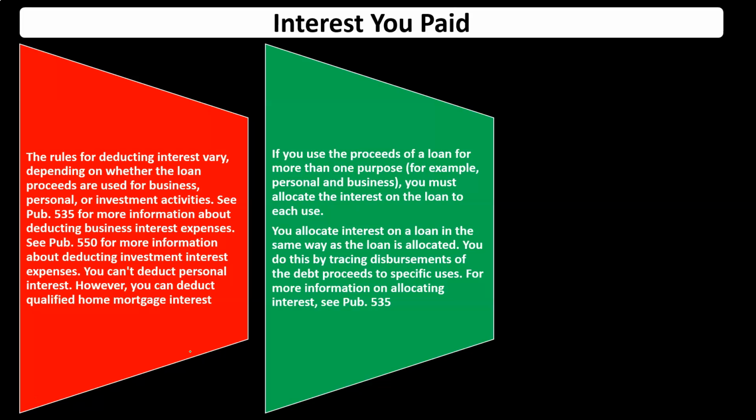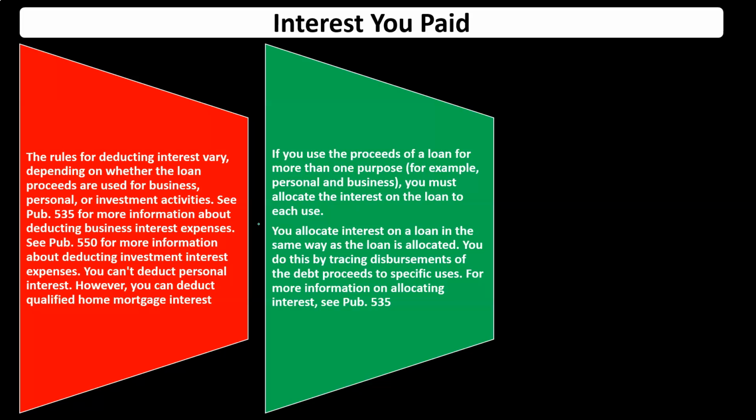If you use the proceeds of a loan for more than one purpose, for example, personal and business, you must allocate the interest on the loan to each use. So this is something you want to be careful of because it can get kind of confusing. So if you take out one loan and now you're paying interest on that loan, but you use the proceeds for multiple different things, then you're going to have to divvy up the interest to see whether it will be deductible or not, and prorate the interest in some way. So it would be best to take out a different loan for different purposes so you know where to deduct the interest if possible, but there might be other reasons for any case. You allocate interest on a loan in the same way as the loan is allocated.